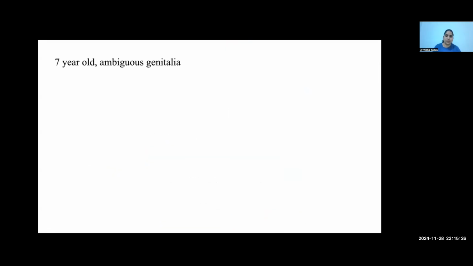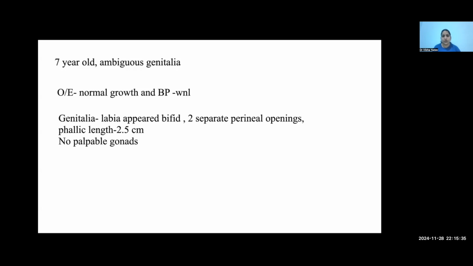This is a 7-year-old boy who presented with ambiguous genitalia. On examination, there was normal growth and blood pressure was within normal limits. On the genitalia examination, the labia appeared bifid. There were 2 separate perineal openings and the phallic length was 2.5 centimeters. There were no palpable gonads, and on the USG we find that the Mullerian structures were present. What will be the likely diagnosis here? People can put it up on the Q&A section.